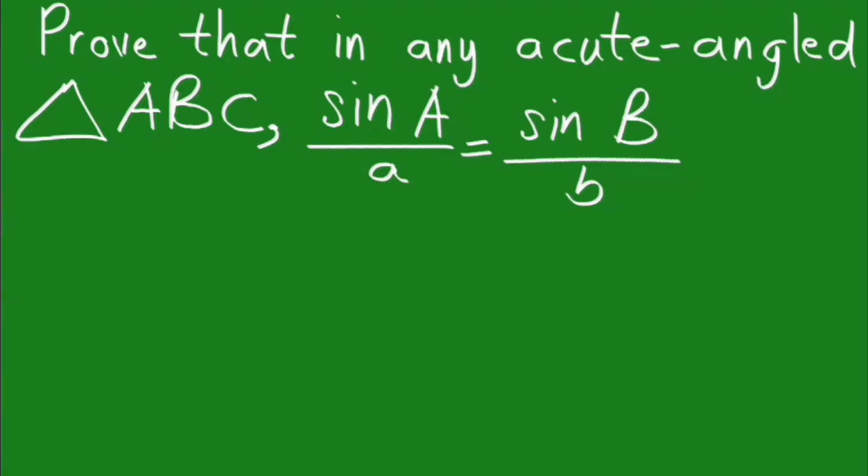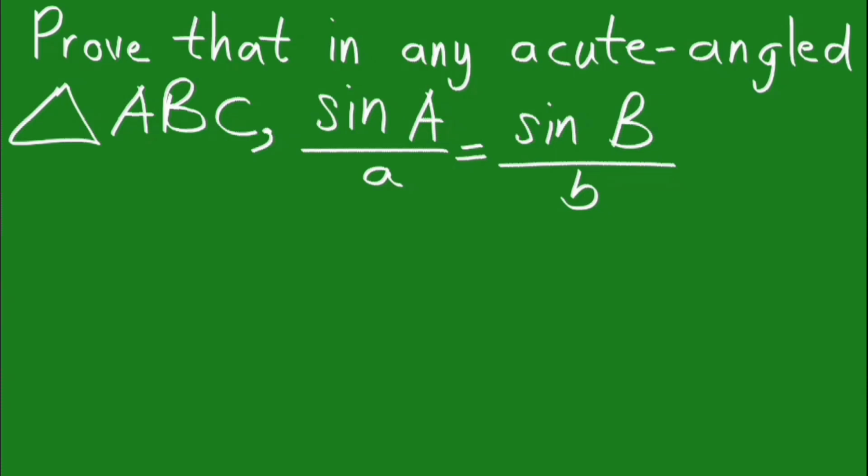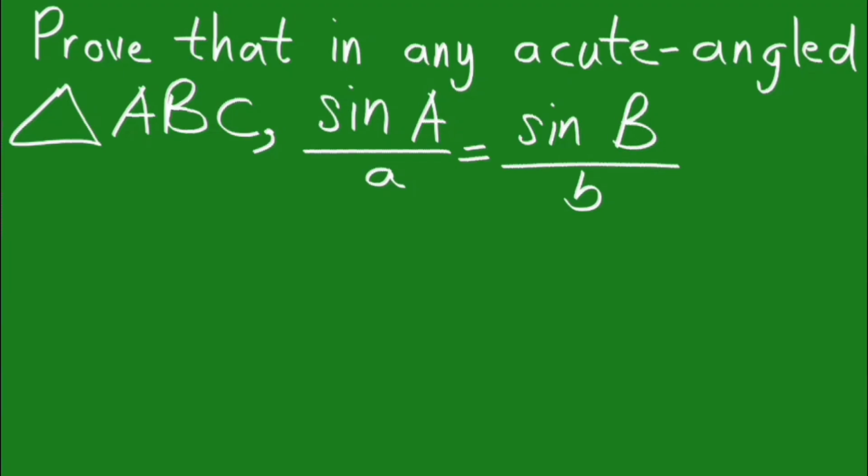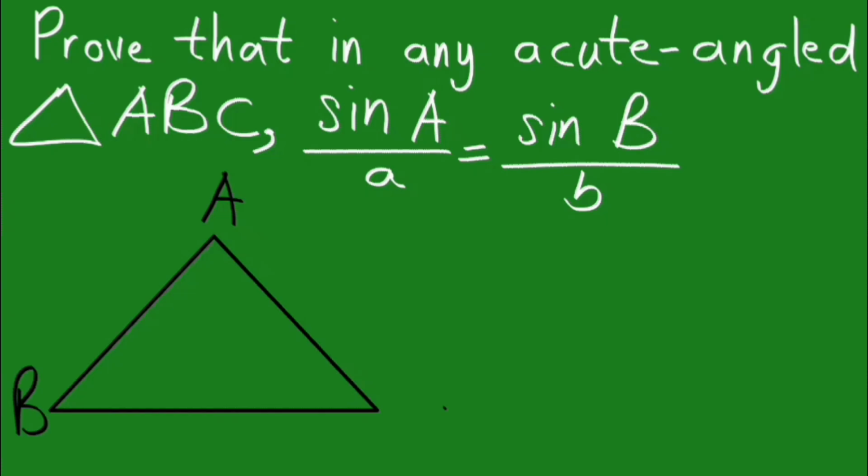You're going to be required to prove a sine rule, and the question will most likely be like this. Prove that in any acute angle triangle ABC, sine angle A over side A is equivalent to sine angle B over B. The first thing that you're going to do is to draw a triangle and then name it. After naming it, you're going to have a line here that you go into place just in the middle of it.